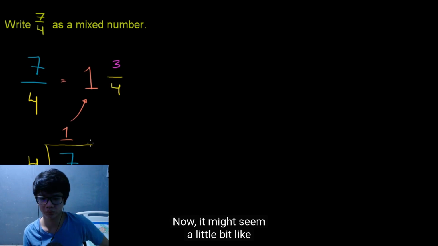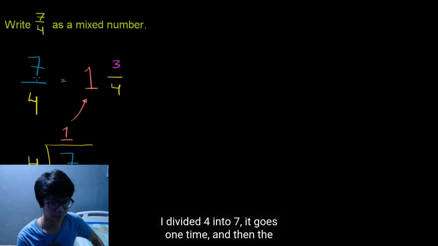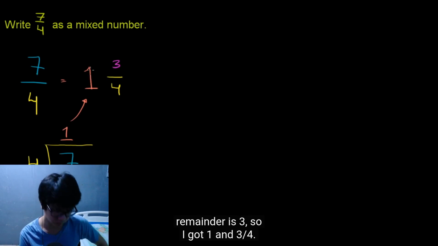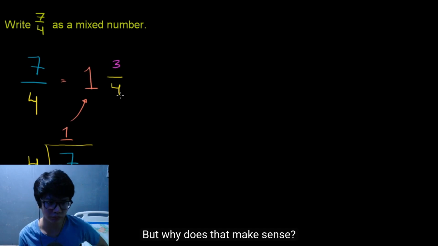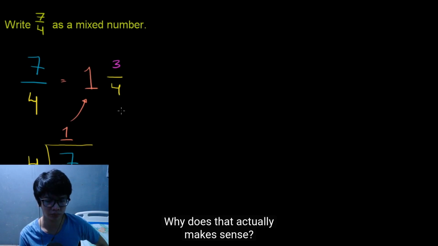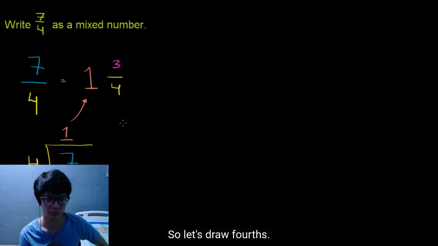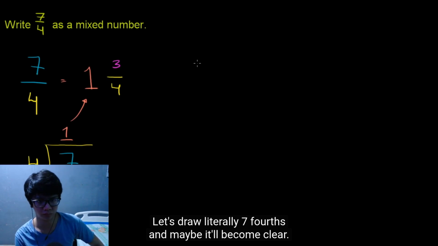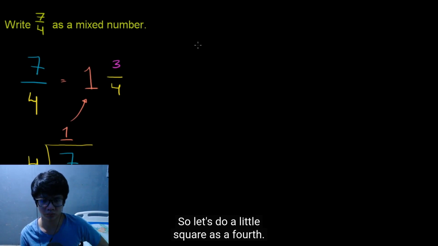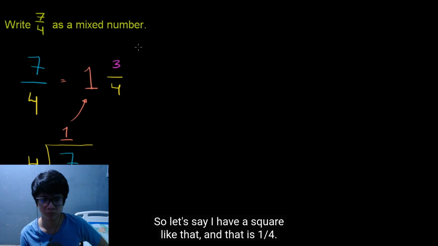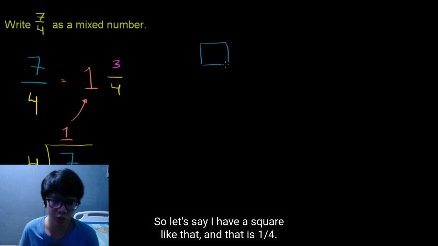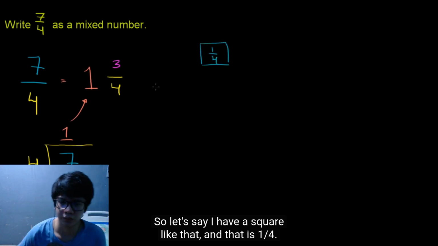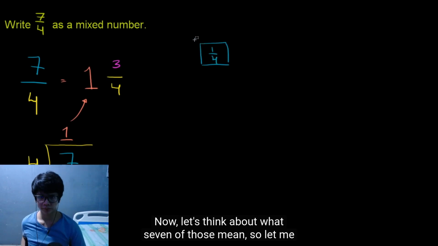Now, it might seem a little bit like voodoo what I just did. I divided 4 into 7. It goes 1 time, and the remainder is 3. So I got 1 and 3 fourths. But why does that actually make sense? Let's draw literally 7 fourths, and maybe it'll become clear. Let's do a little square as a fourth. That is 1/4. Now let's think about what 7 of those mean.